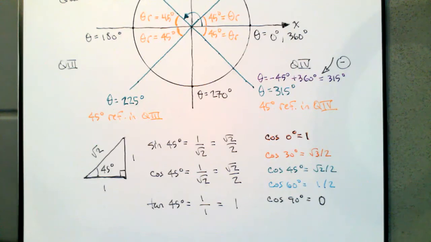So I think I got this sorted out. Cosine of 0 is 1. Cosine of 30 is root 3 over 2, that's about 0.8660. Root 2 over 2 is 0.7071. 1/2 is 0.5, and then 0 is 0. So cosine starts off at 1, and then in the first quadrant drops down to 0.